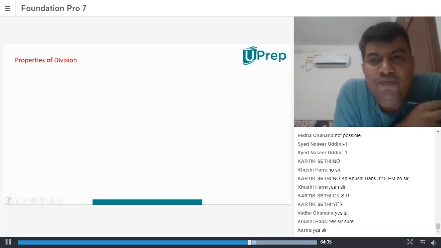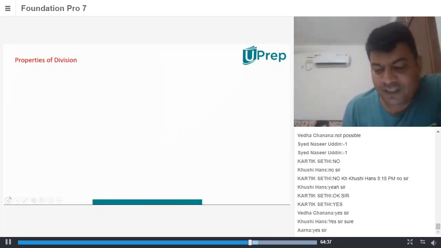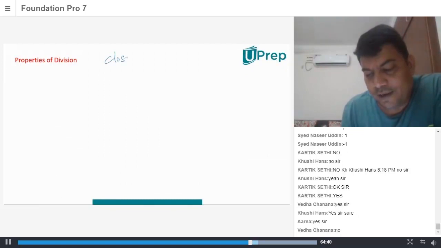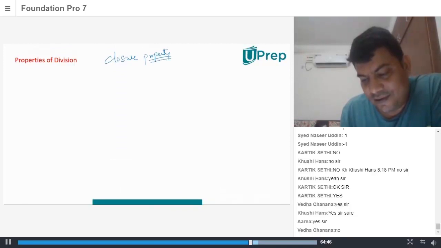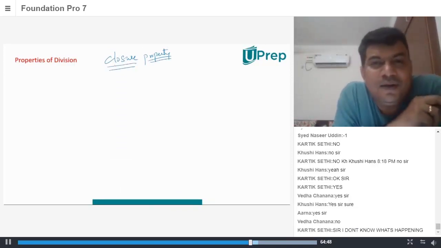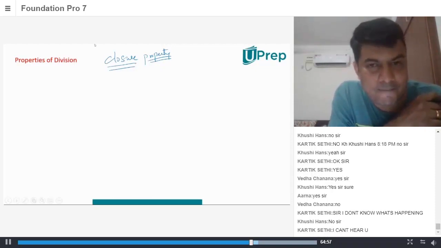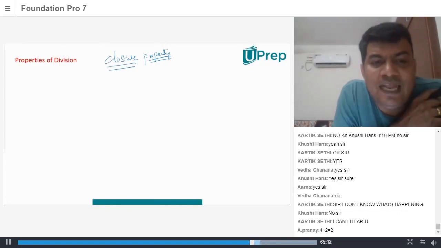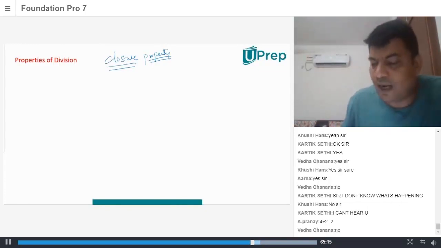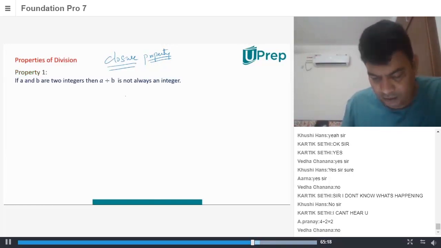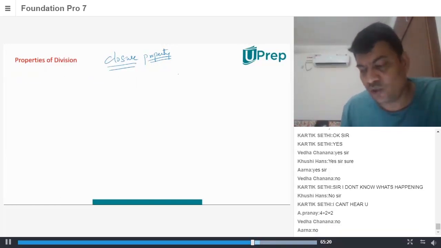Now, let me check how many of you can tell me the properties of division. Does it hold the closure property? Division of integers, does it hold the closure property? Pranay is saying 4 divided by 2 is 2. So what about 2 divided by 4, Pranay? What is 2 divided by 4?